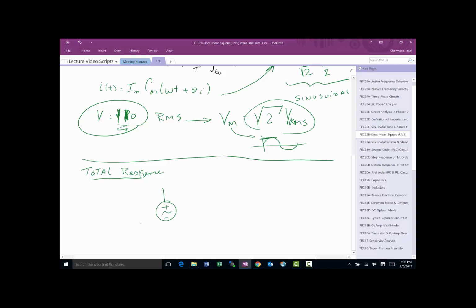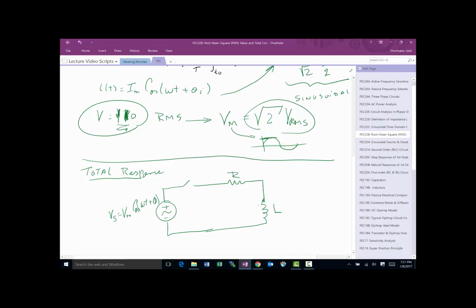The circuit is giving me a sinusoidal signal, let's say Vs with some Vm times cosine of omega t plus some phi being the phase shift. And let's say we've got a switch, a resistor of value R, and an inductor, L.